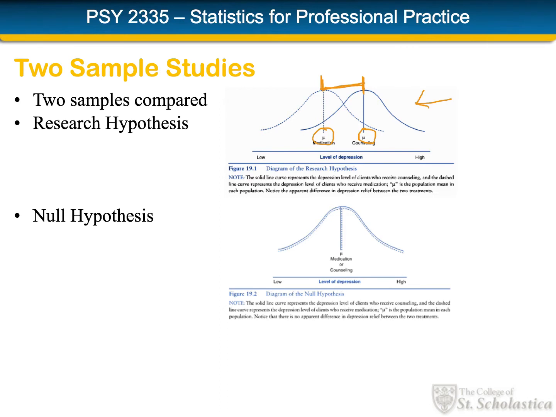The null hypothesis, still dealing with the population, is shown in the second curve, figure 19.1. And here, both of the curves are shown almost overlapping each other. The dotted curve is the one for medication, and the solid line is for counseling. And the null hypothesis is that there really is no difference between these two groups, that regardless of getting one or the other treatment, the outcome will be about the same. We see this with the means overlapping at the center point.